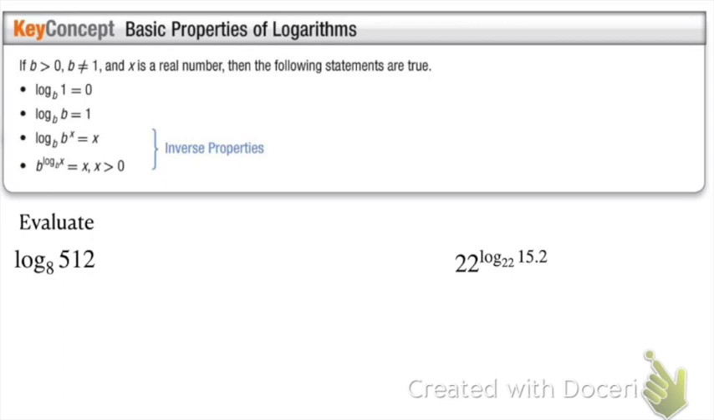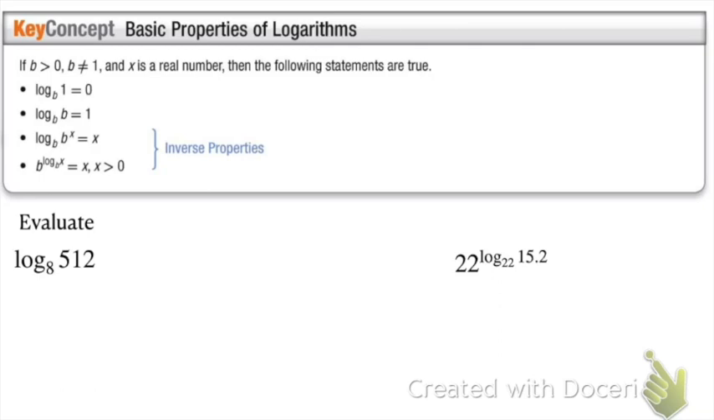Log base b of b to the x is just x, and b raised to log base b of x is also x. These are called the inverse properties, those last two. And we're going to use these properties.